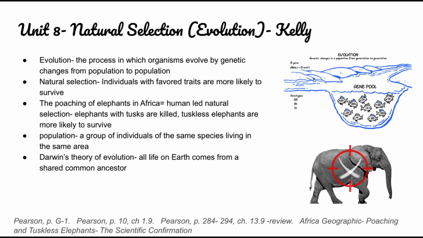Natural selection and evolution. Evolution is the process in which organisms evolve by genetic changes from population to population. Natural selection is when individuals with favored traits are more likely to survive. An example of natural selection is the poaching of elephants in Africa. This is human-led natural selection. The elephants with tusks are killed for their ivory, while the tuskless elephants are more likely to survive, making it the favored trait. A population is a group of individuals of the same species living in the same area. Darwin's theory of evolution is that all life on Earth comes from a shared common ancestor.